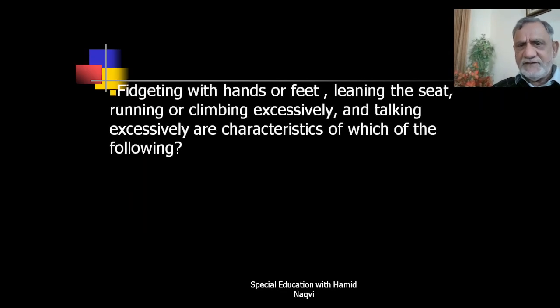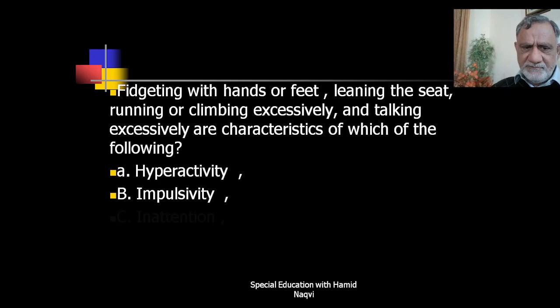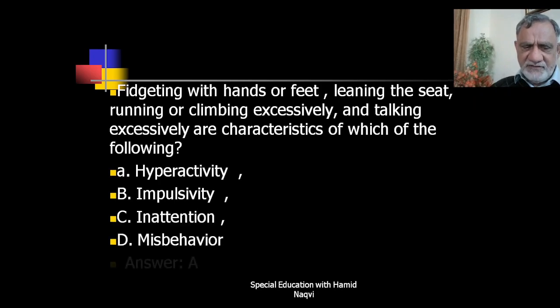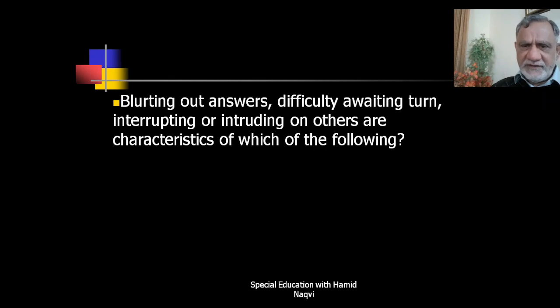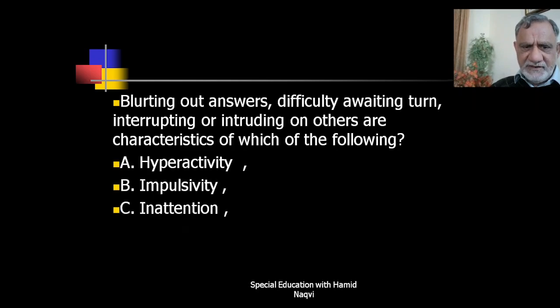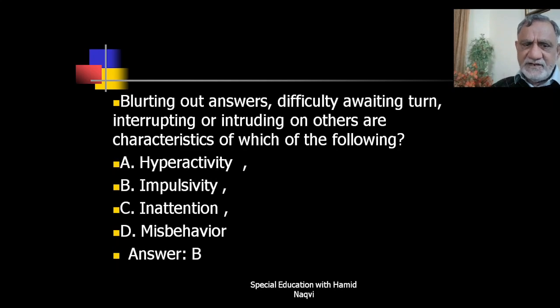Fidgeting with hands or feet, leaving the seat, running or climbing excessively, and talking excessively are characteristics of which of the following? Hyperactivity, impulsivity, inattention, or misbehavior? Answer is hyperactivity. Blurting out answers, difficulty awaiting turn, interrupting or intruding on others are characteristics of which of the following? Hyperactivity, impulsivity, inattention, misbehavior, and the answer is B, that is impulsivity.